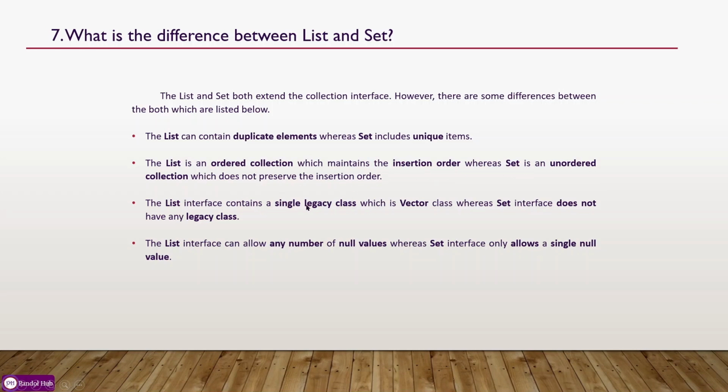The list interface contains a single legacy class which is the vector class, whereas set interface does not have any legacy class. The list interface can allow any number of null values, whereas set interface only allows a single null value.